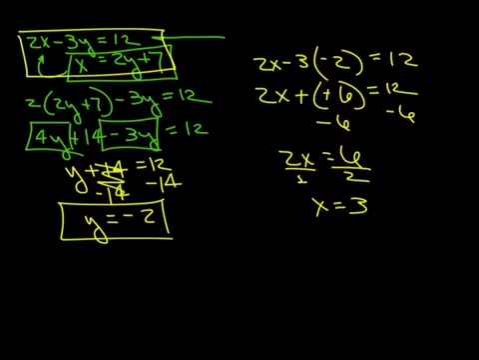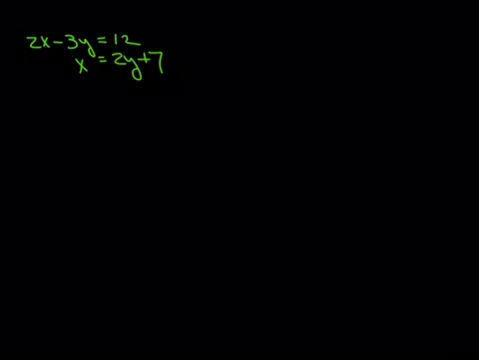x equals 3. So my answer is x equals 3 and y equals minus 2. Now, notice here, you can either write this as 2x minus 3 times negative 2, or 2x negative 3 times negative 2, where a negative times a negative is a positive, and get the positive here. Either way works. I usually do the latter and take the negative times the negative and get the positive.